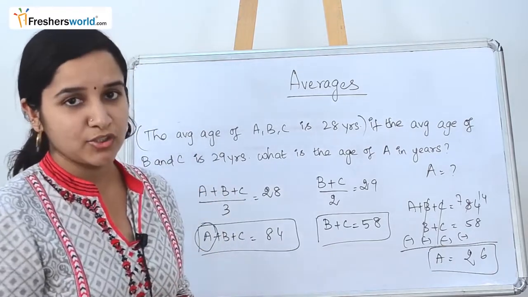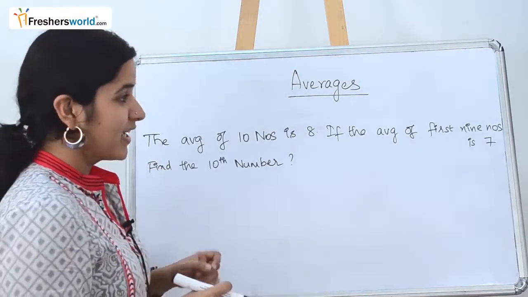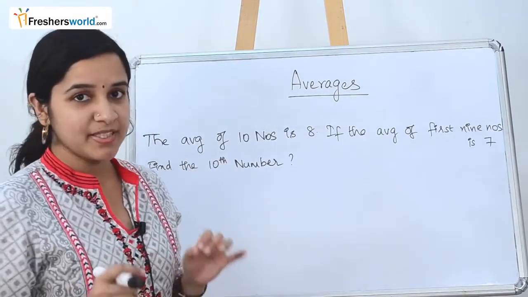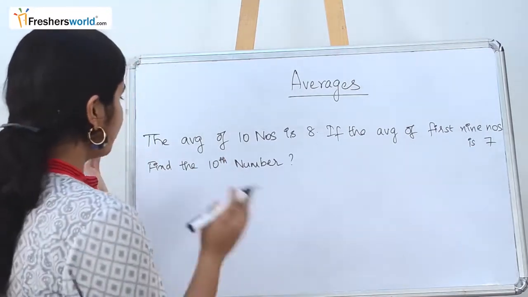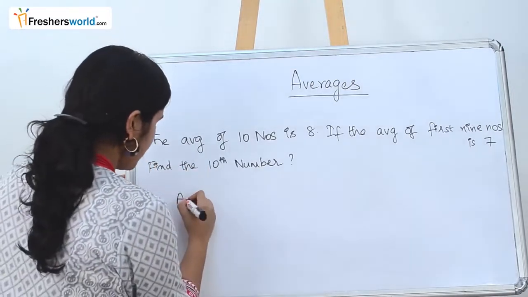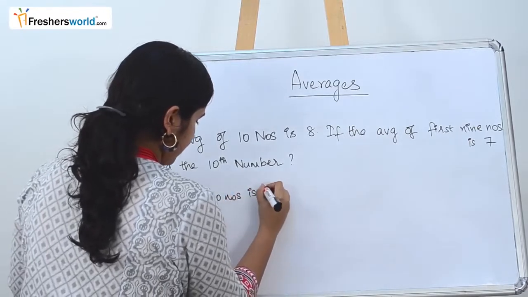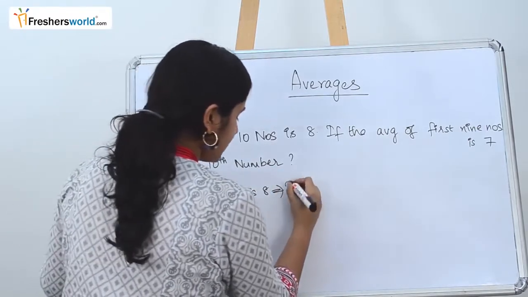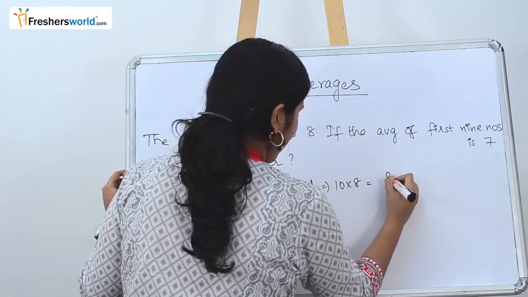Let's go to the next question. The average of 10 numbers is 8. If the average of the first 9 numbers is 7, find the 10th number. As usual, let's split the question. First, they have given that the average of 10 numbers is 8. Then the total value will be 10 into 8, which is 80.